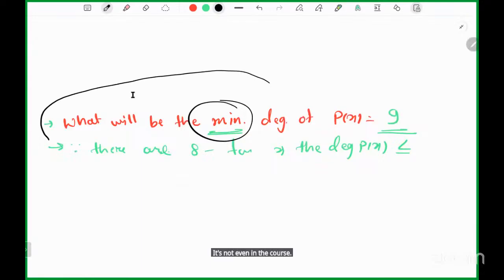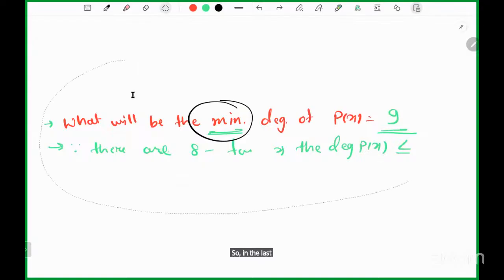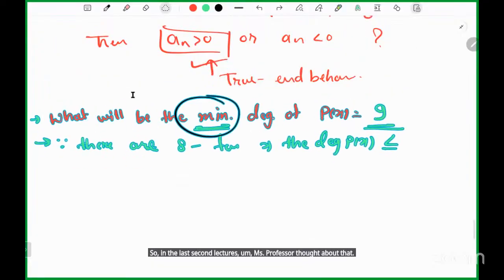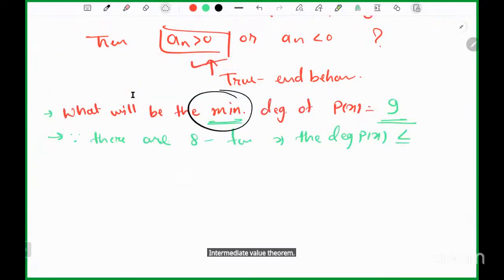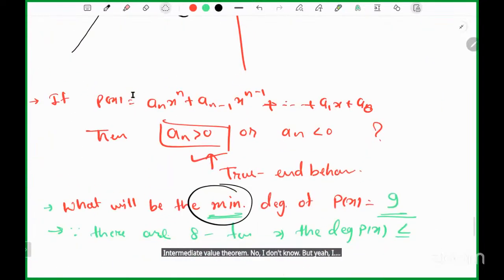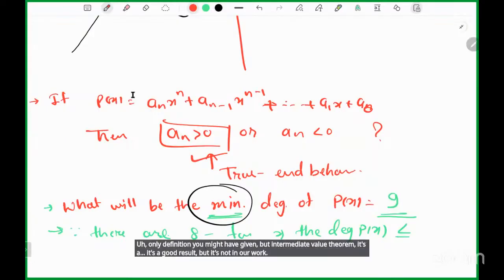Intermediate value theorem, it's not in our course. So in the last two lectures, which professor taught about that? Intermediate value theorem. No, I don't know. Yeah, only the definition he might have given. But the intermediate value theorem is a good result, but it's not in our course.